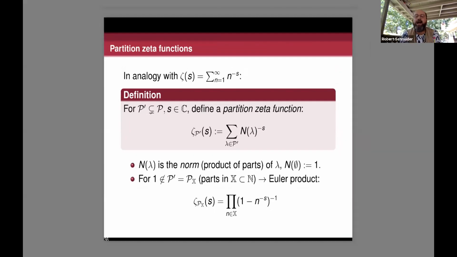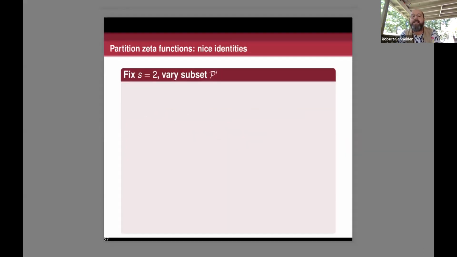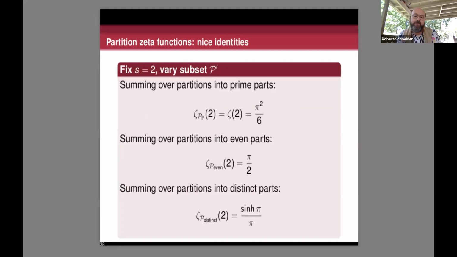Okay, so I just want to show how the thing that's important here isn't so much the argument s. I mean, that's important from an analytic perspective, but just as important from an analytic perspective is the subset of partitions that we're summing over. So in partition zeta functions, we kind of have two arguments. We have the complex number and we have the subset. Subsets also change the values of the function as well as the domain and all of the other properties. So for instance, let's fix the argument to be two, kind of a famous one for the zeta function, and let's vary the subset to see how we get different values.